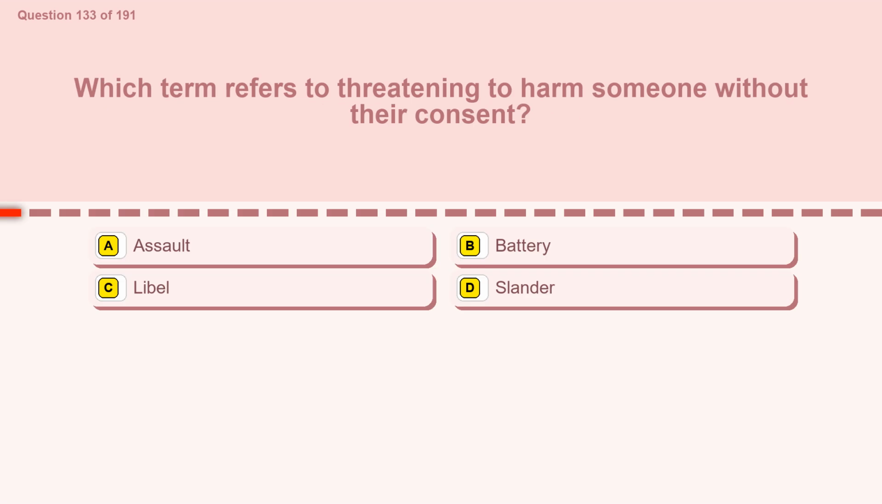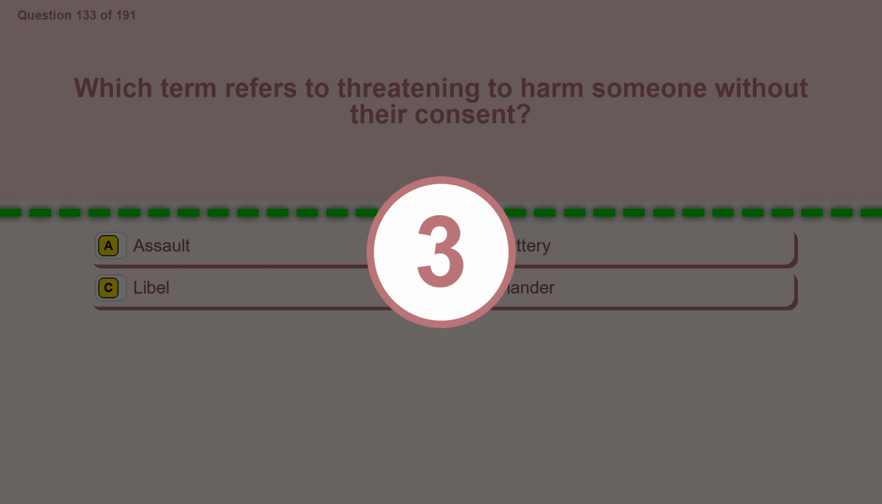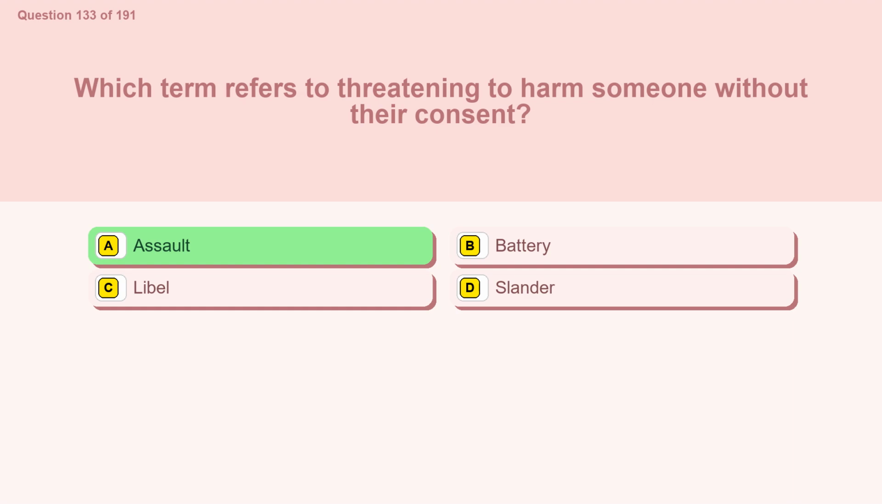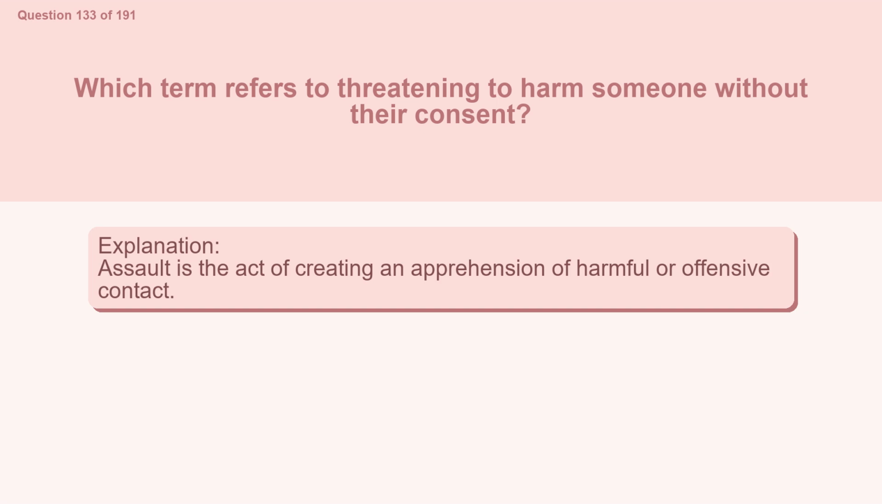Question 133. Which term refers to threatening to harm someone without their consent? Option A, assault. Option B, battery. Option C, libel. Option D, slander. The correct answer is option A, assault. Assault is the act of creating an apprehension of harmful or offensive contact.